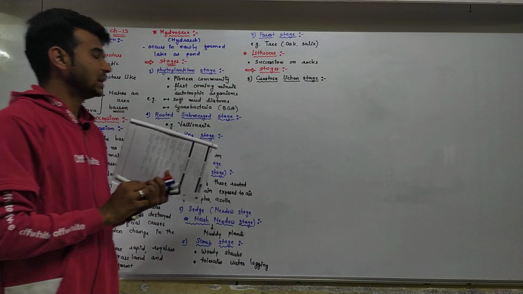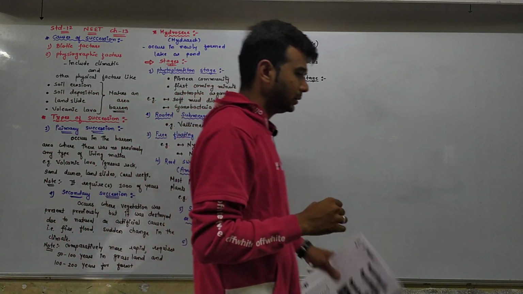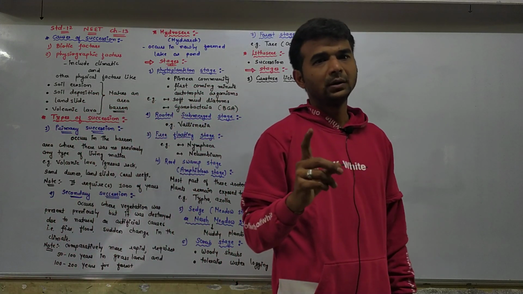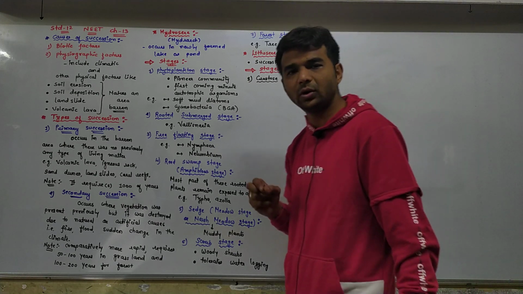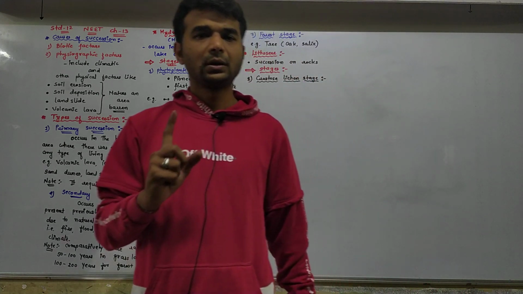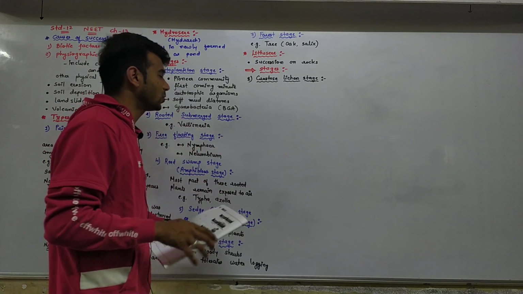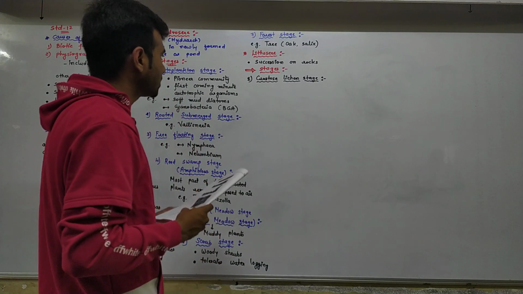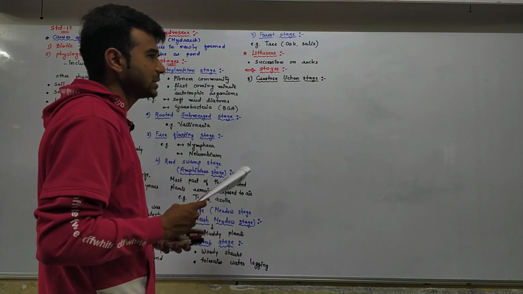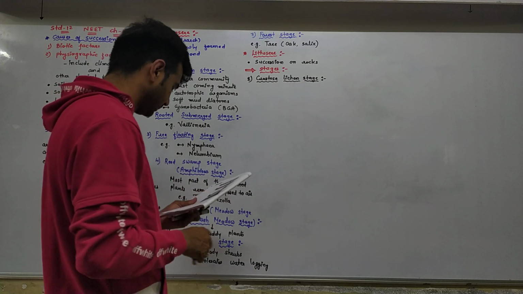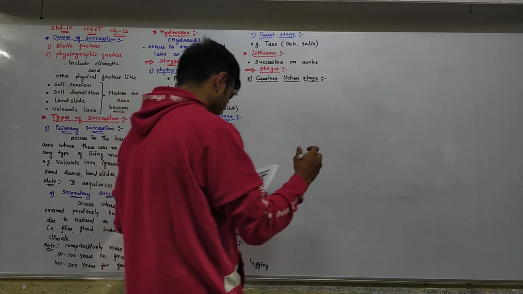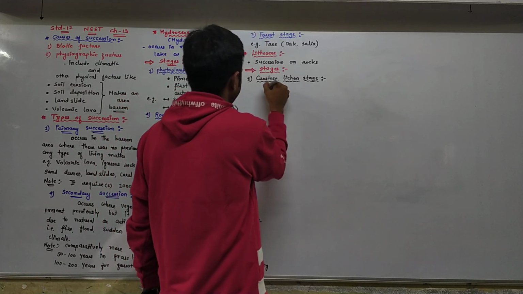Yes, lichen. Remember, lichen is pioneer on rocks. Lichen is pioneer on rocks. Fine. So crustose lichen, foliose lichen, so many types of lichen are there. So it is pioneer community.